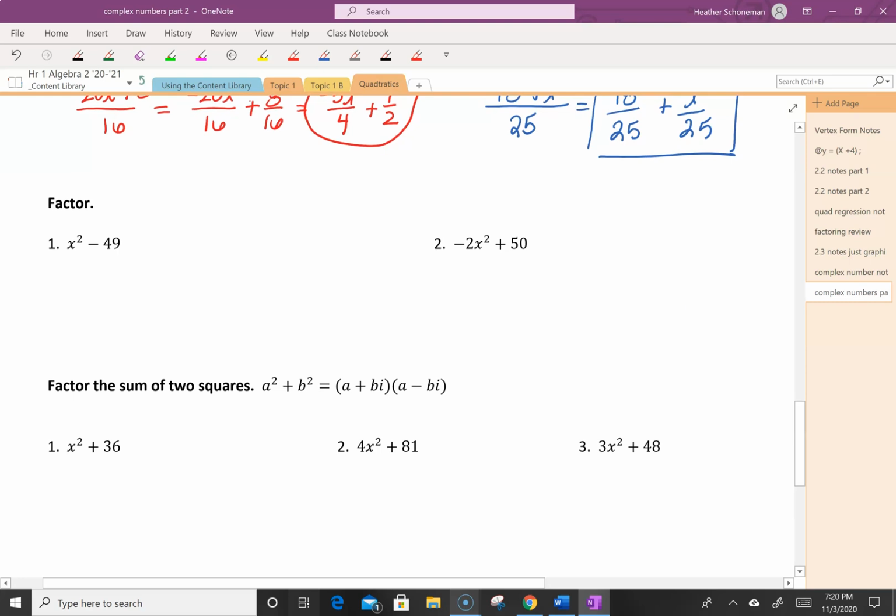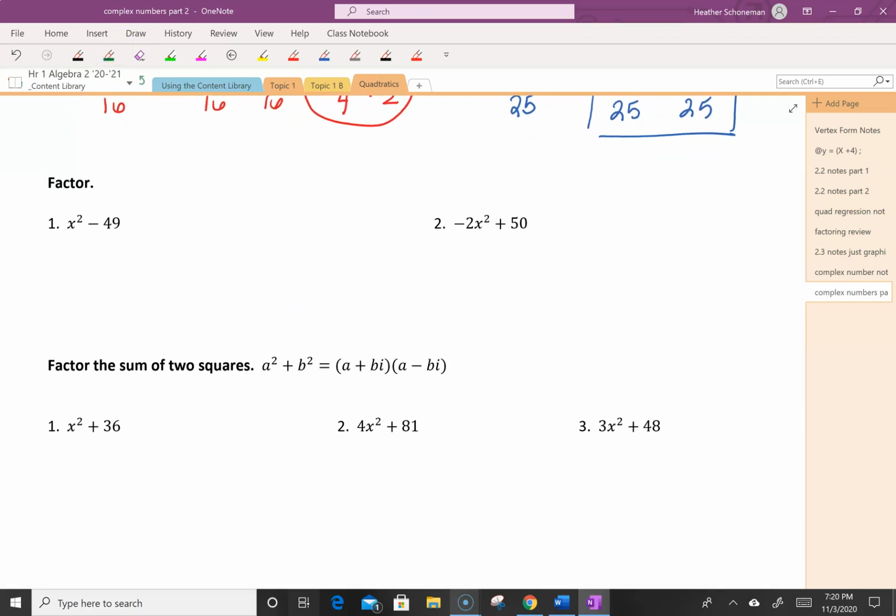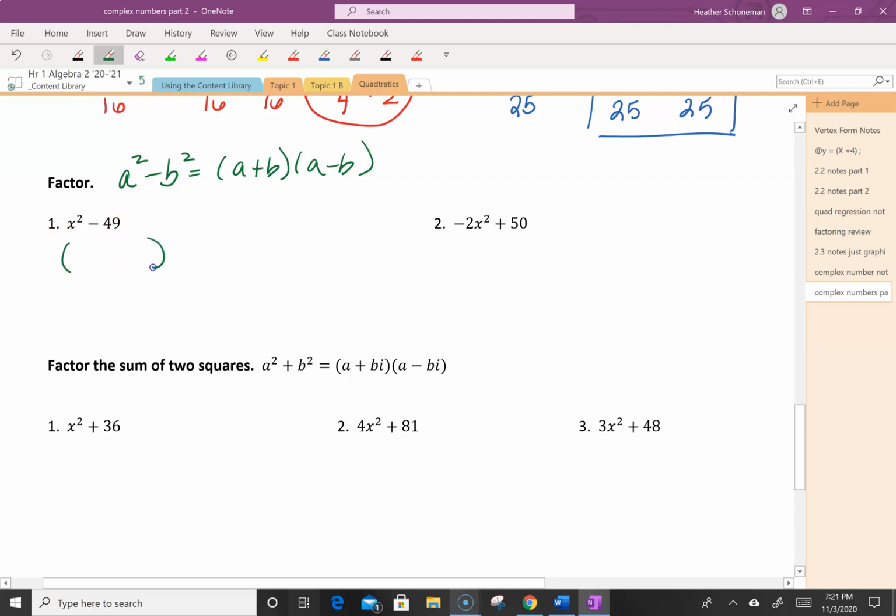Okay, we can also use this in factoring, but we have to review some old factoring. This pattern is difference of squares, which is a squared minus b squared, and that factors to a plus b, a minus b. Okay, so we're doing this, it's a binomial, there's a minus sign. I can take the square root of both.